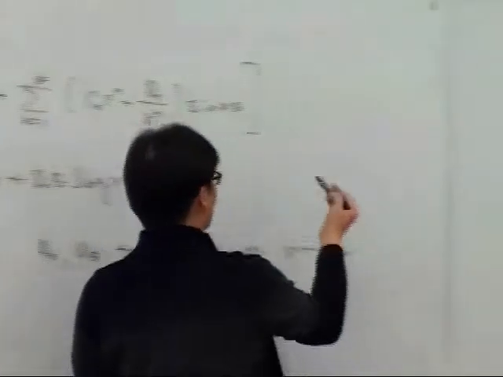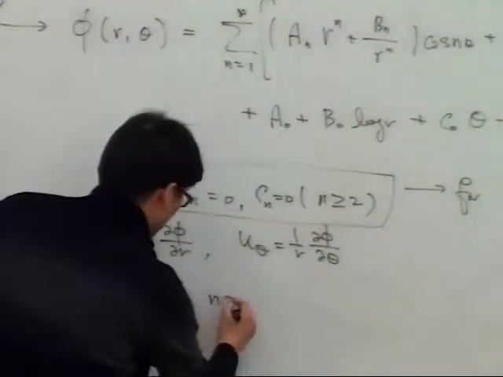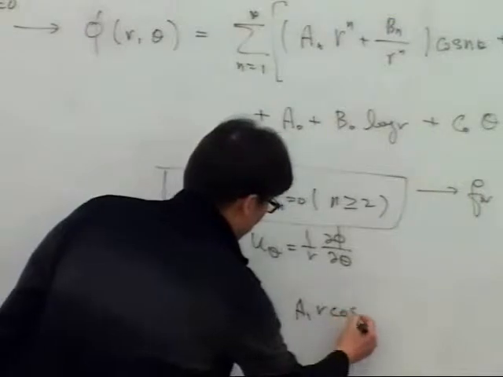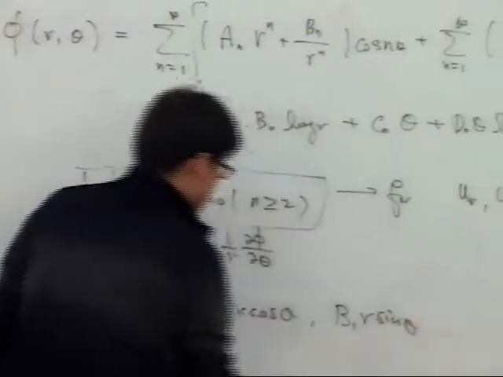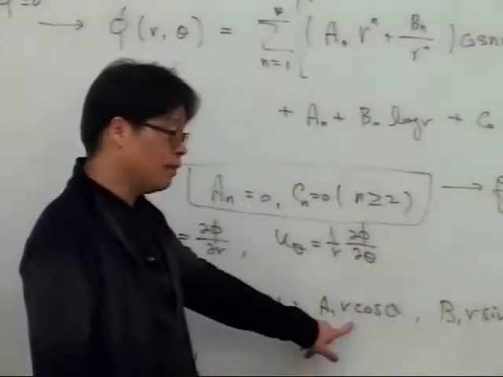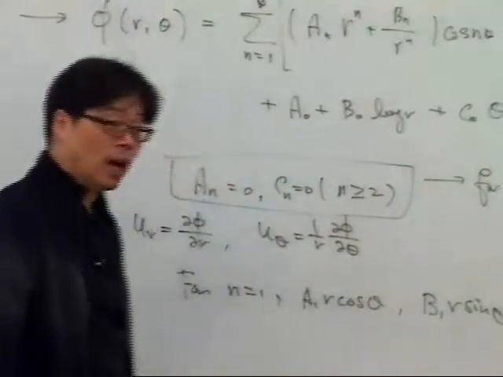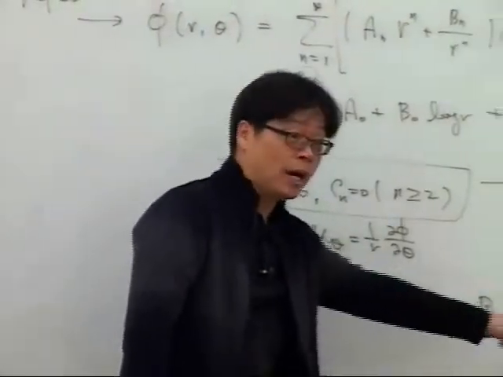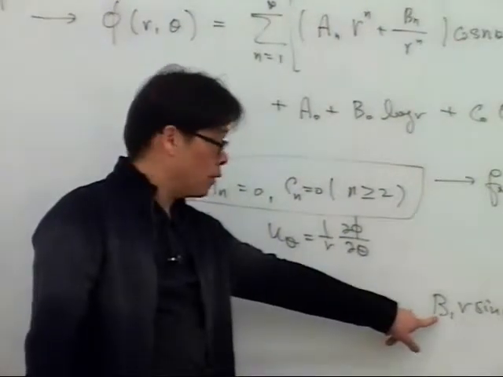Because for n equal to 1, we have r cosine theta. So for n equal to 1, we have a1 r cosine theta and b1 r sine theta. When you take the r derivative, or when you divide by r, these are finite values. And this represents x and this is y. So this is a uniform flow in the x direction, and this is a uniform flow in the y direction.